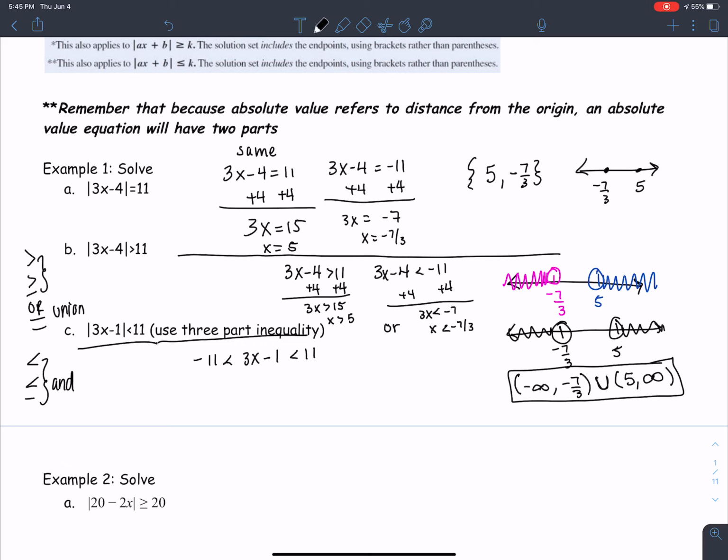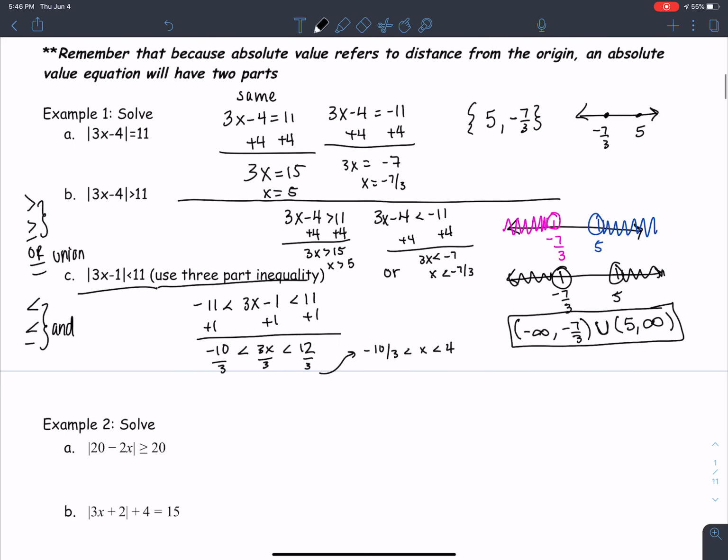With it being a three-part inequality, that actually triggers us to know that it's an and as well. You could also just separate it and make it an and: 3x minus 1 is less than 11 and 3x minus 1 is greater than negative 11. It works the same. So plus 1, plus 1, plus 1: negative 10 is less than 3x, which is less than 12. Divide everybody by 3. So I get negative 10 thirds is less than x, which is less than 4.